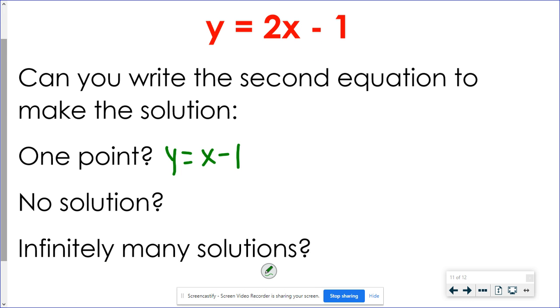If I want no solution, that means it has to be parallel. Same slope, different y-intercepts. So y equals 2x, and then just not minus 1. I could just stop right there, y equals 2x. We'd have a different y-intercept. You could pick a different number if you wanted to. Add a million to the end of it. They'll be parallel. Infinitely many solutions means exactly the same equation.